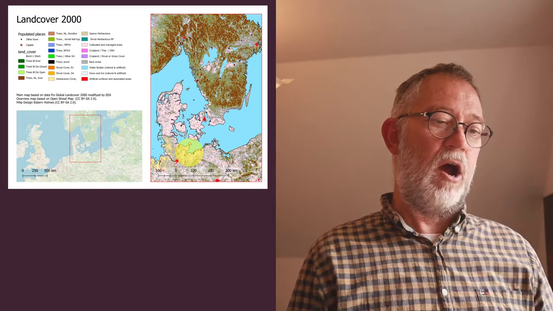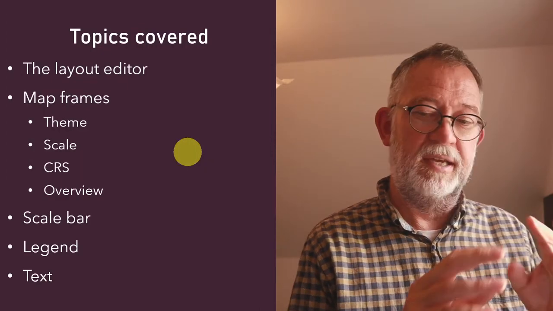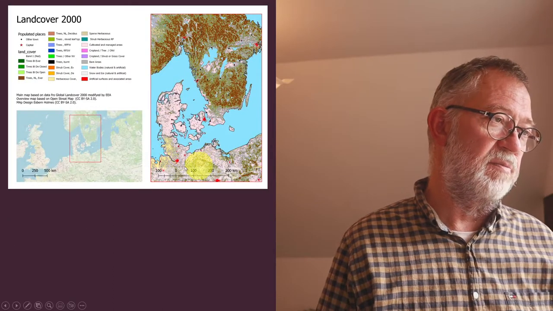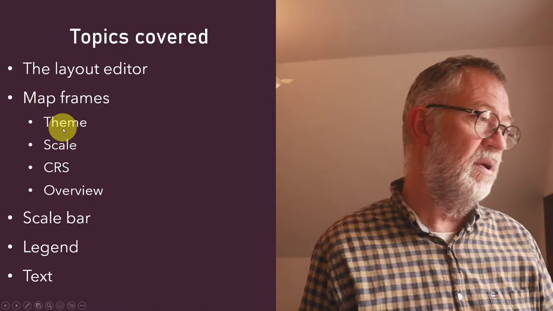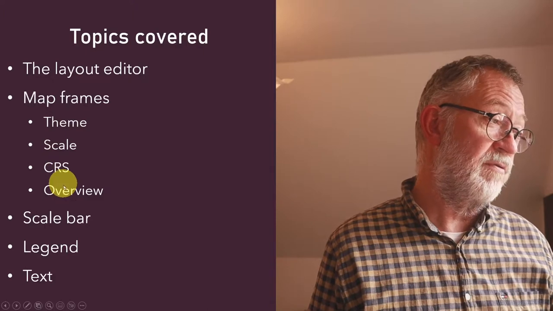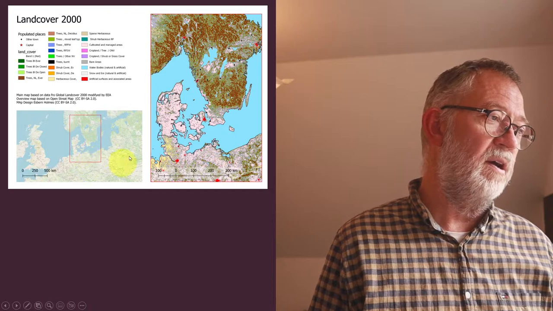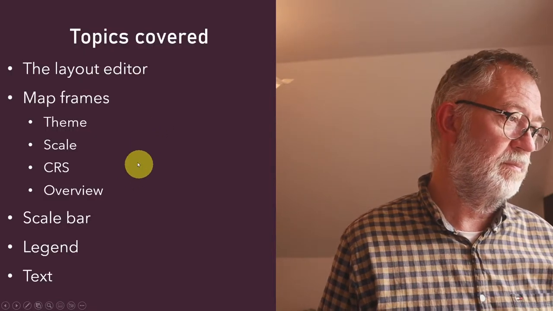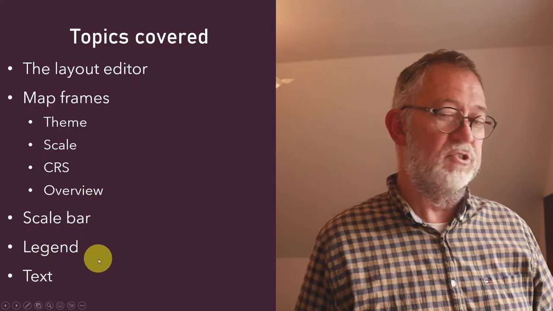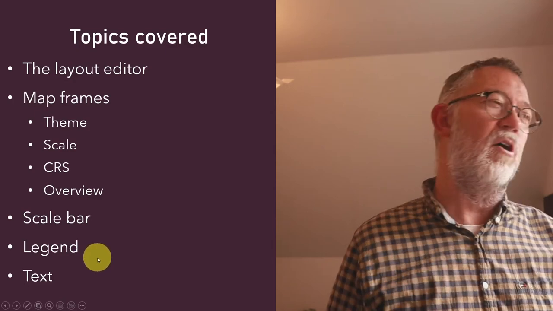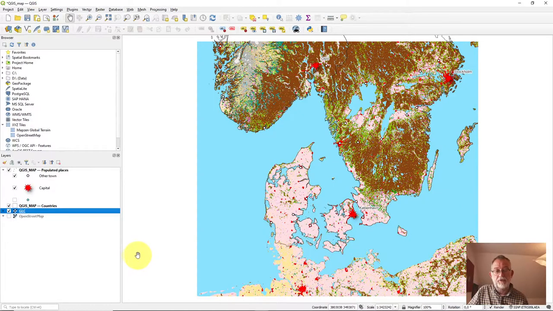So doing this layout process, it will be covering things like the layout editor, the individual map frames that are these areas here. They have a theme, so which layers are in them. They have a scale, they have a coordinate reference system. They can have an overview, which is this red box here, saying where this map frame is. Finally, we talk about scale bars, legends, and text. So it's going to be a longer video. So let's jump in.